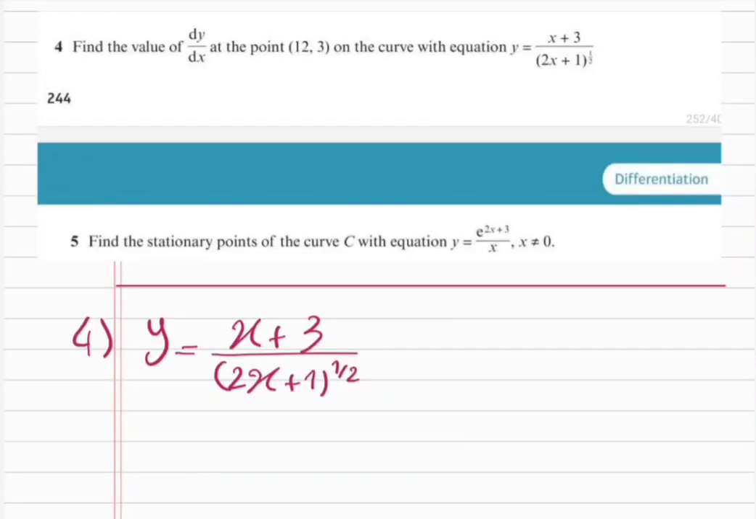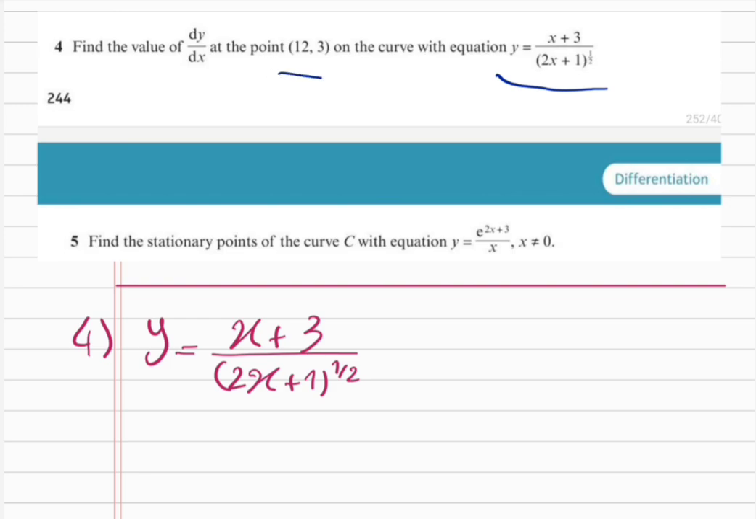Hi everyone, in this video I'm going to go through questions 4 and 5 of exercise 1E of P2. Question 4 is a classic question on differentiation, which is about finding the derivative of a curve at a specific point. In this case, the curve has the equation y is equal to (x + 3) over (2x + 1) to the power of half, and we want to find the value of dy/dx at the point (12, 3).